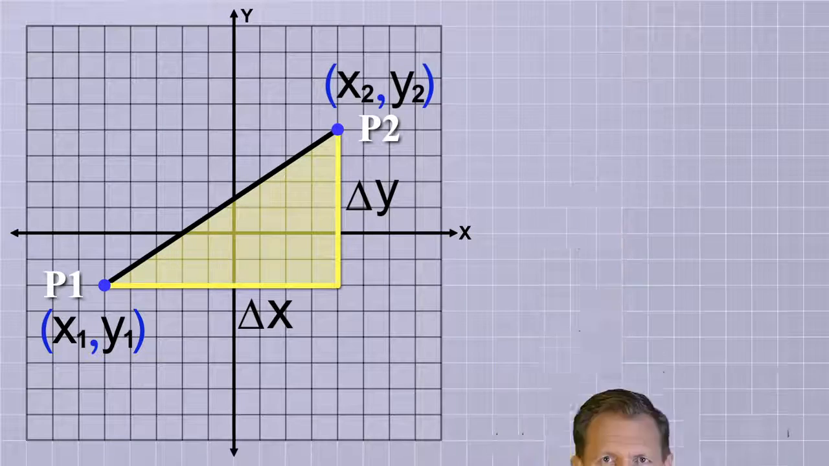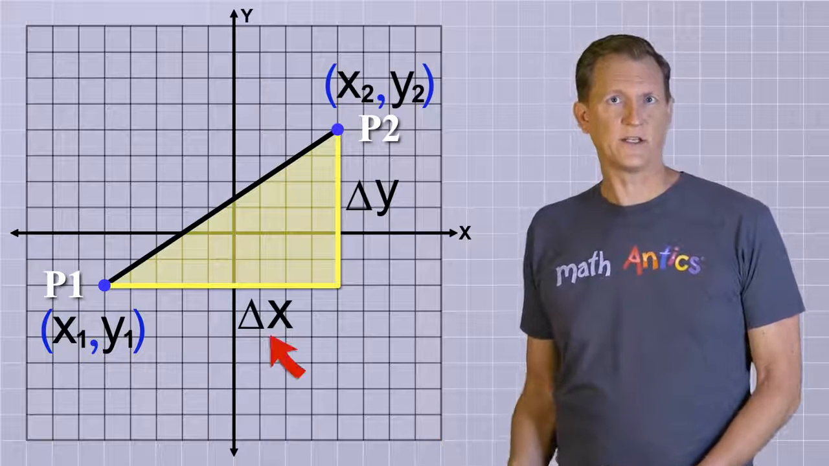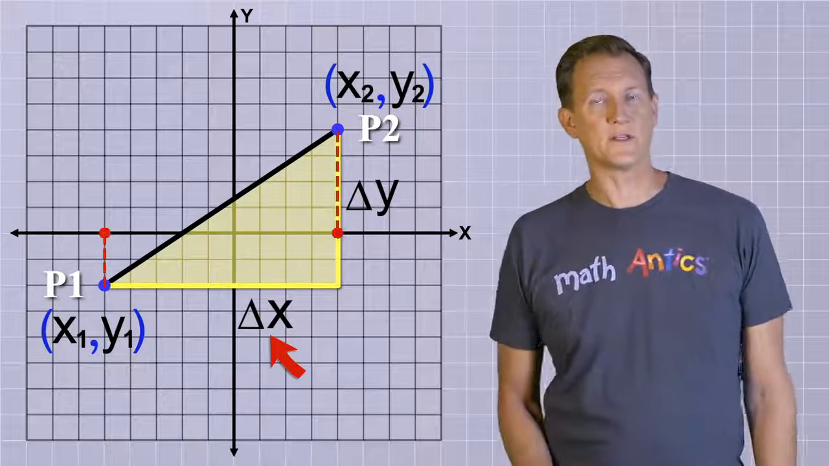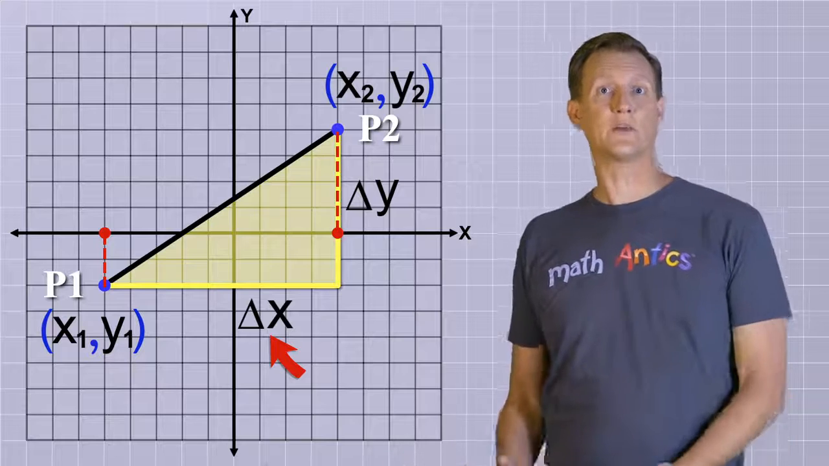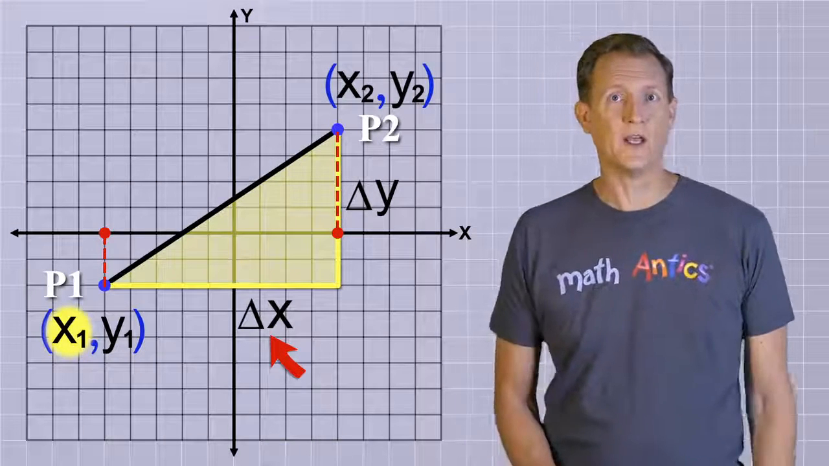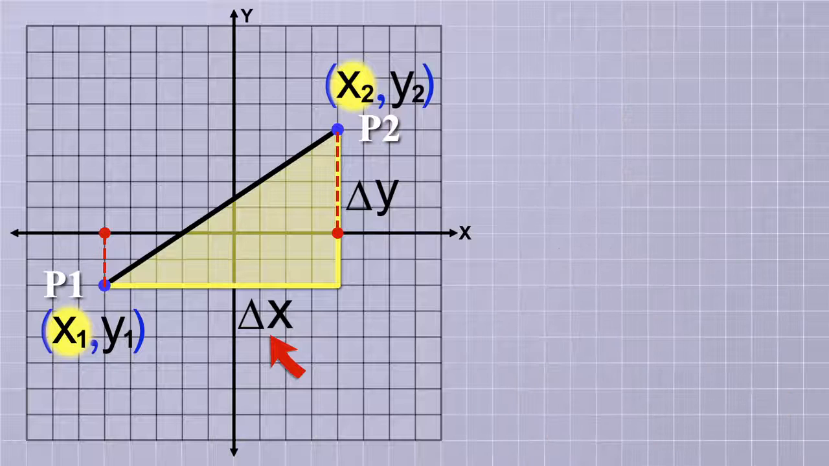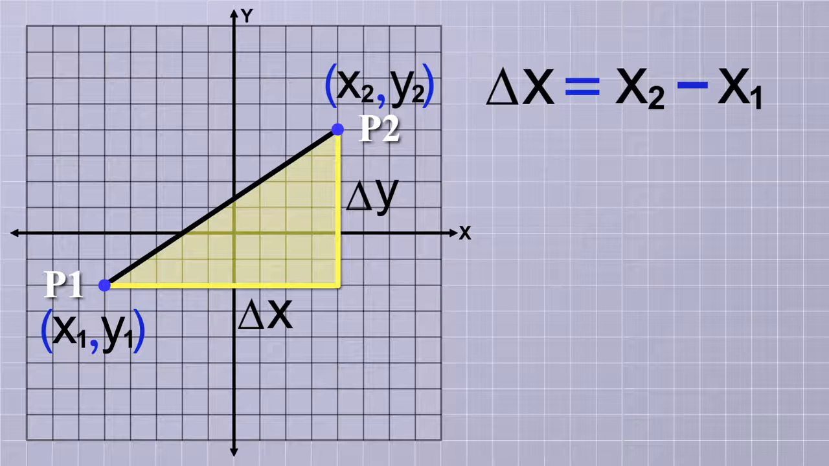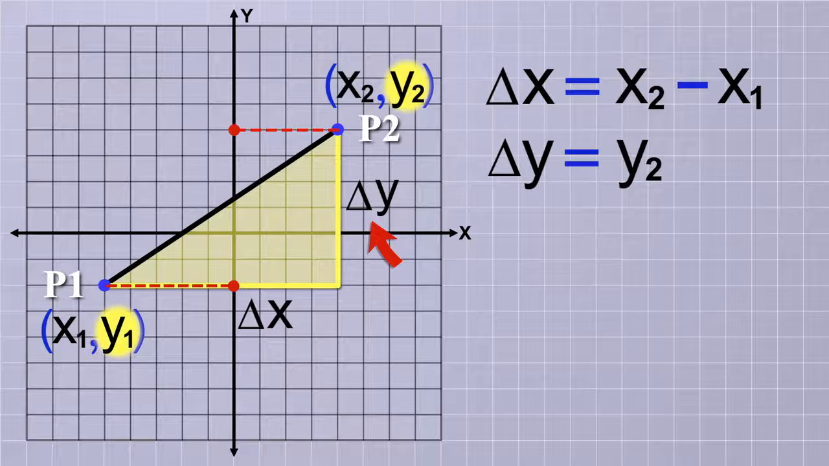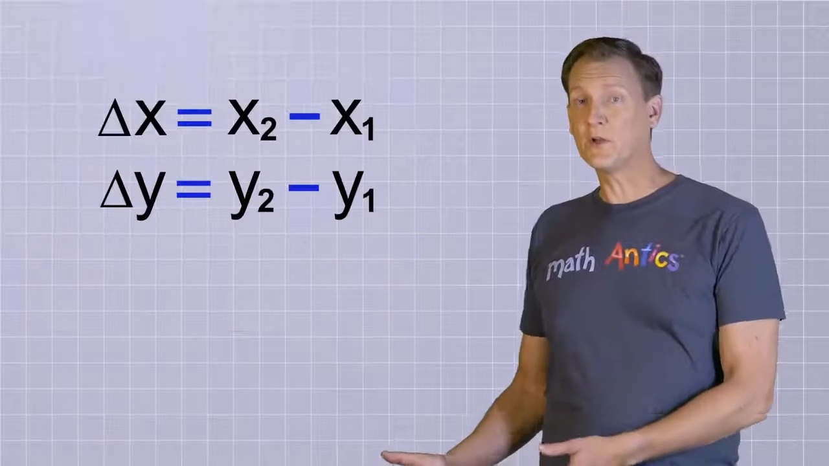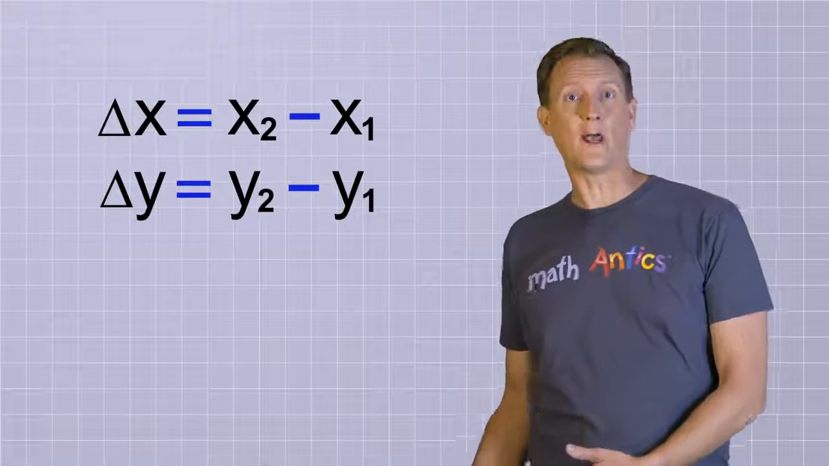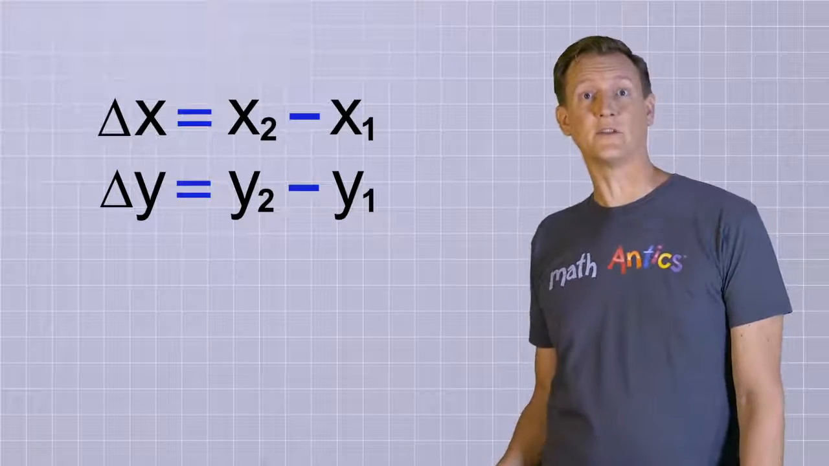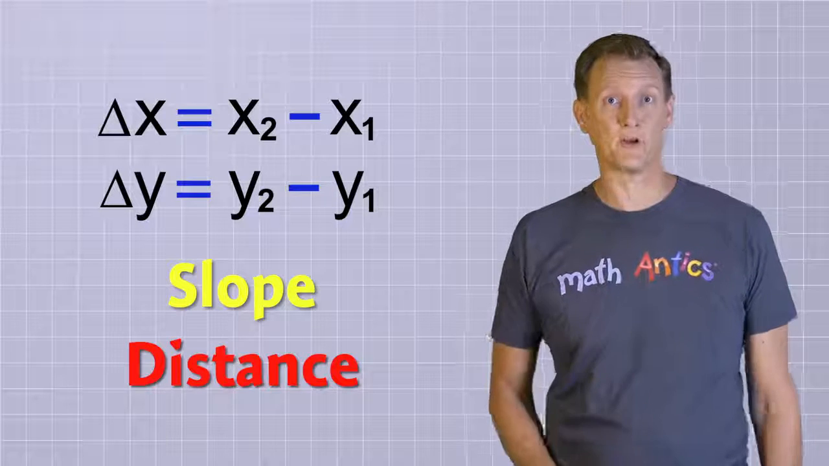Anyway, to calculate the delta x, you need to find the difference between the x coordinates of the 2 points. In other words, you need to subtract the x value of the first point from the x value of the second point. So, delta x equals x2 minus x1. Likewise, to calculate delta y, you need to find the difference between the y coordinates of the 2 points. So, delta y equals y2 minus y1. These simple equations for finding delta x and delta y are important because they're used in the equations for slope and distance, which is what I want to show you now.